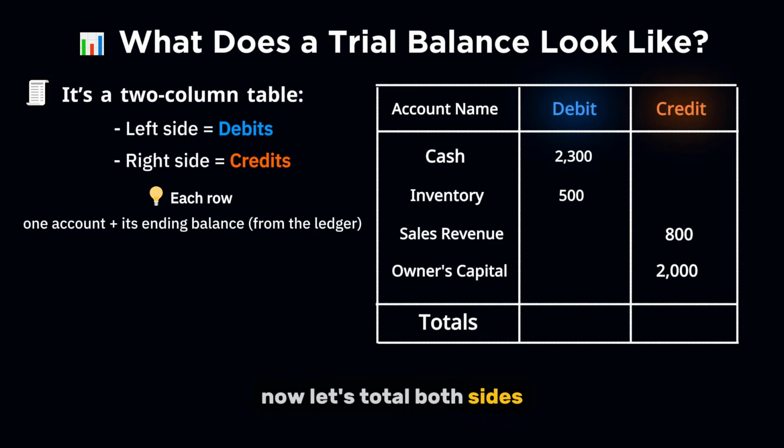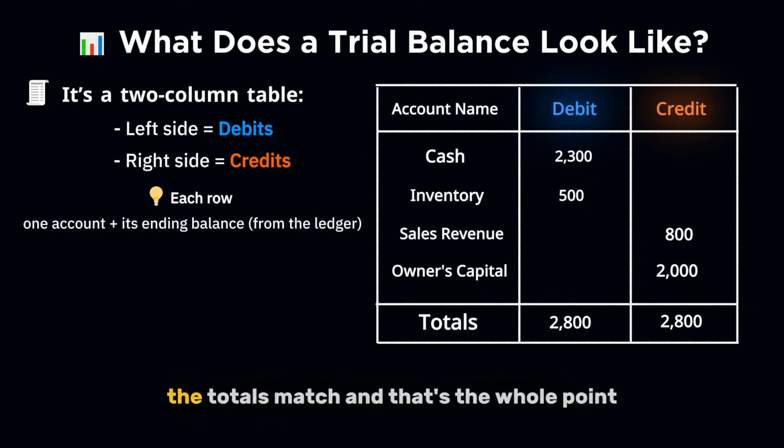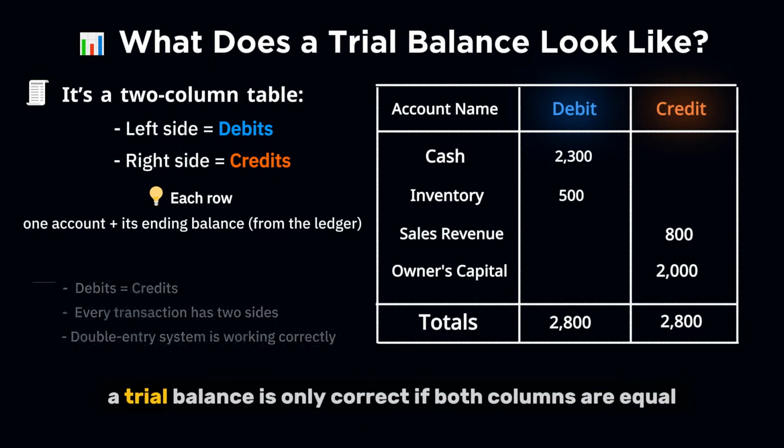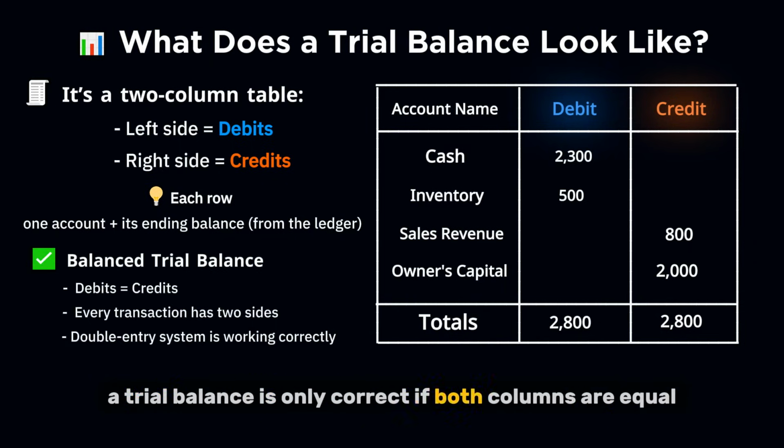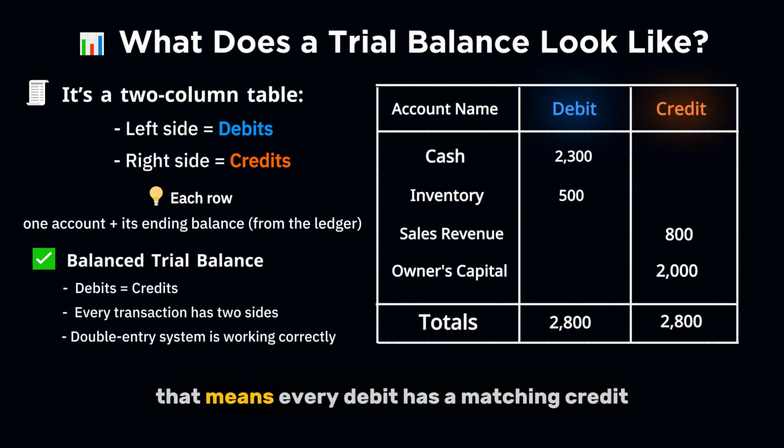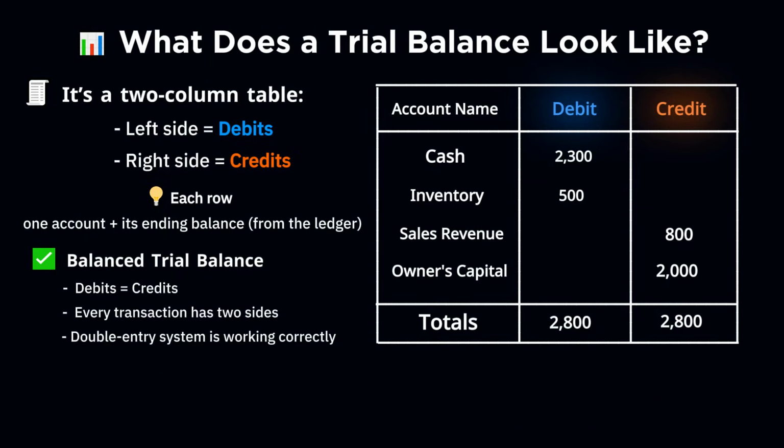Now let's total both sides. Debit column, $2,300 plus $500, $2,800. Credit column, $800 plus $2,000, $2,800. The totals match, and that's the whole point. A trial balance is only correct if both columns are equal. That means every debit has a matching credit, just like in double entry accounting. If it doesn't balance, there's an error somewhere.